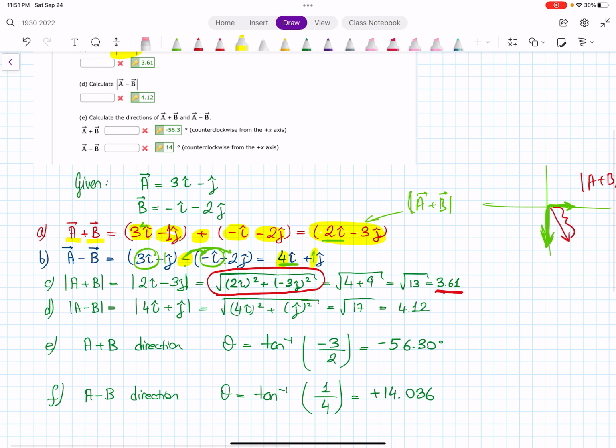Moving on to part D, the same idea. You're going to find the magnitude of the vector a minus b. Where is a minus b? Right here: 4i hat plus 1j hat. You are given the components. How do you find the vector itself? 4i hat squared plus j hat squared.